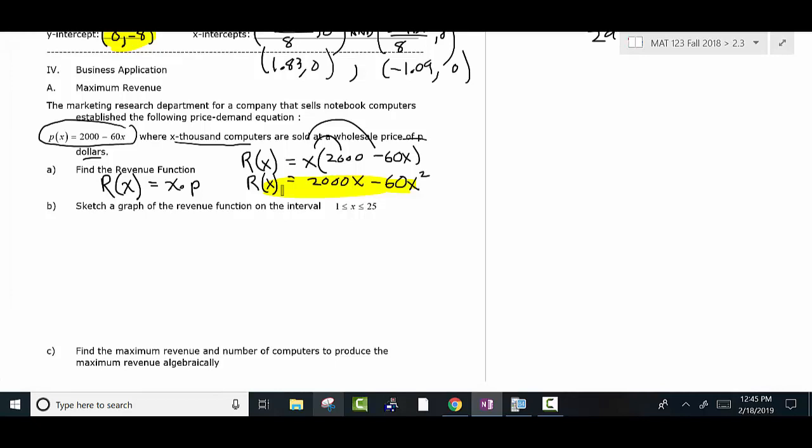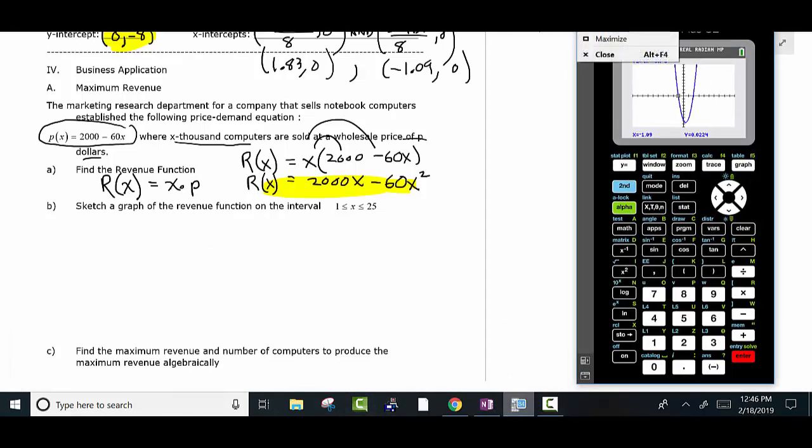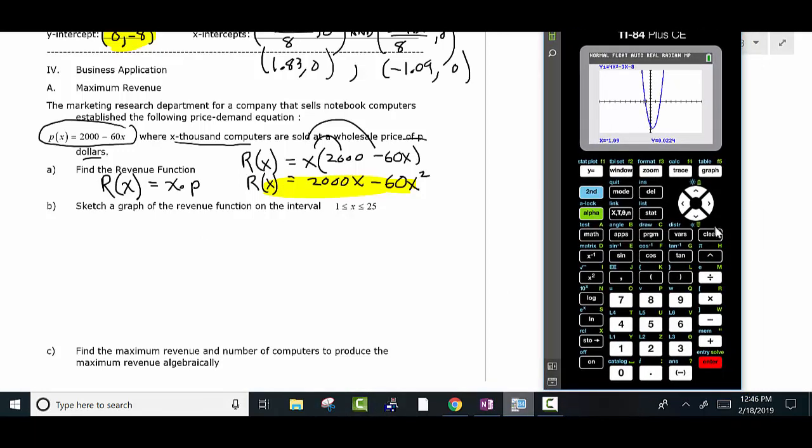We're going to graph that on the calculator. What does that graph look like? It's a parabola, but does it open up or down just by looking at it? Down. How do you know it goes down? Negative, because of that negative 60x squared. So we've got to do this one on the calculator. When you start doing applications, you want your computer to kind of take over.